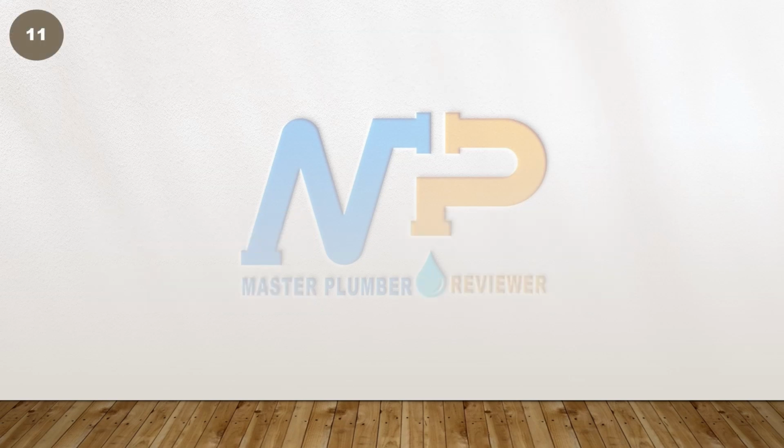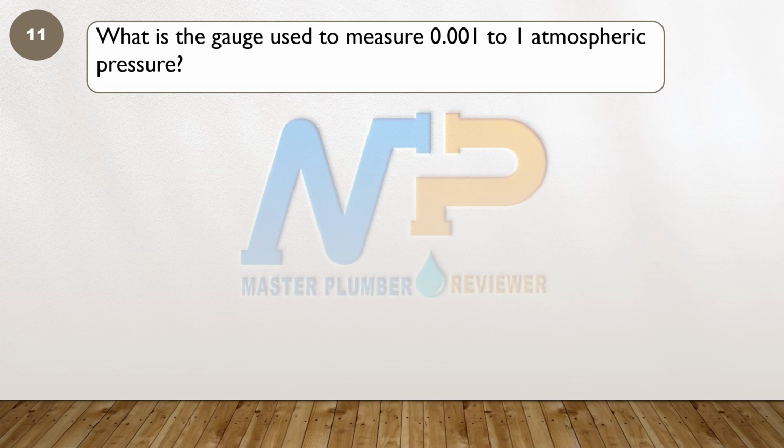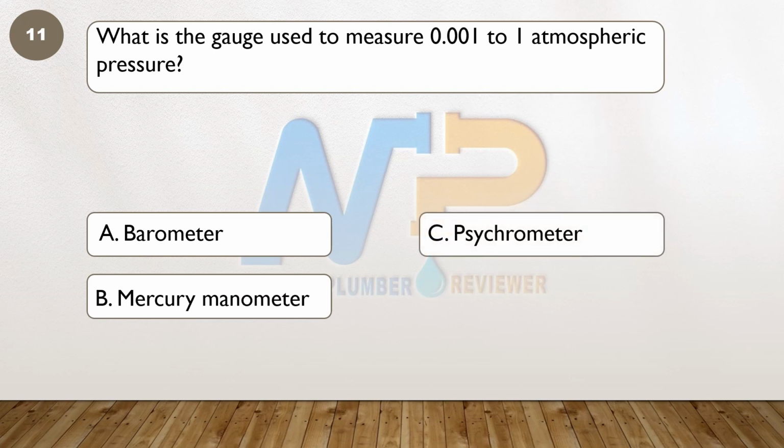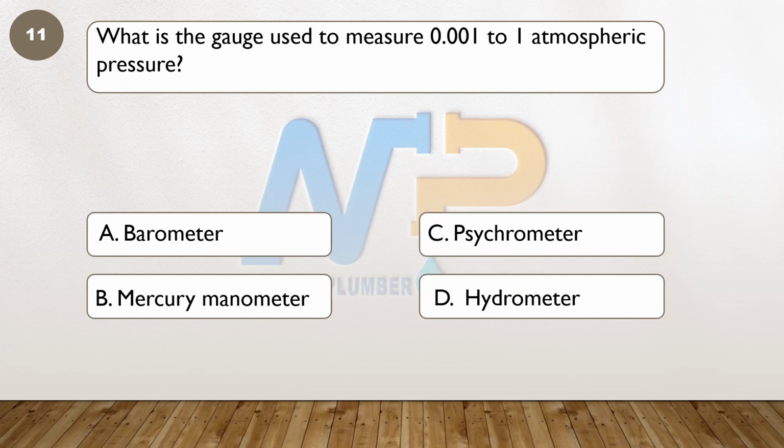Number 11. What is the gauge used to measure 0.001 to 1 atmospheric pressure? A. Barometer, B. Mercury manometer, C. Psychrometer, D. Hydrometer. The answer: it's A. Barometer.